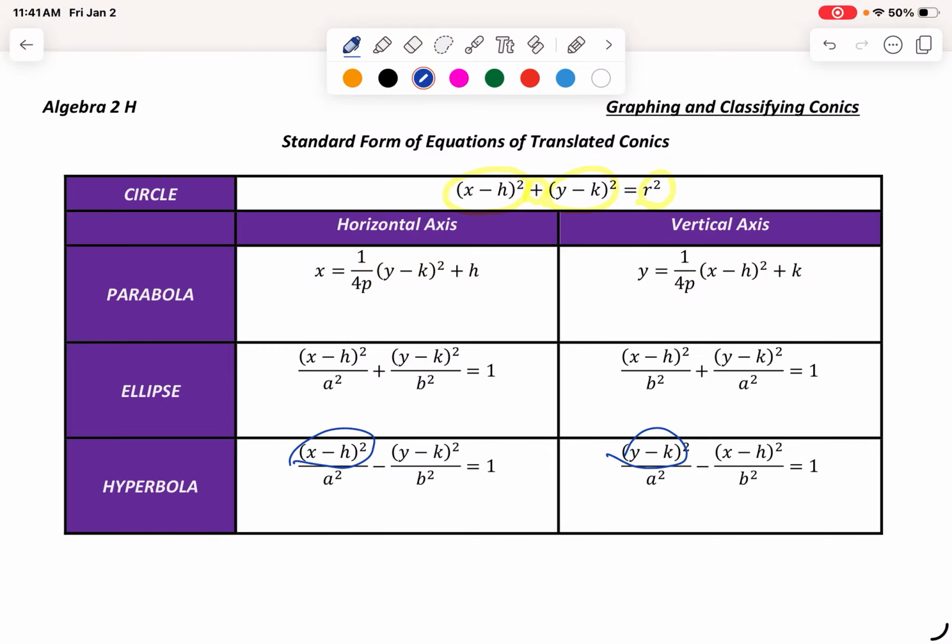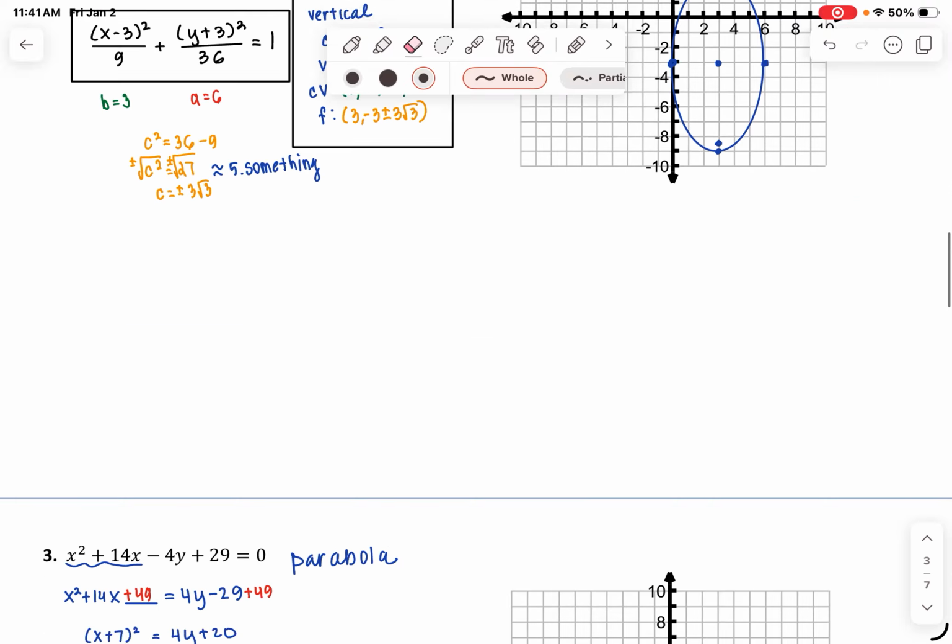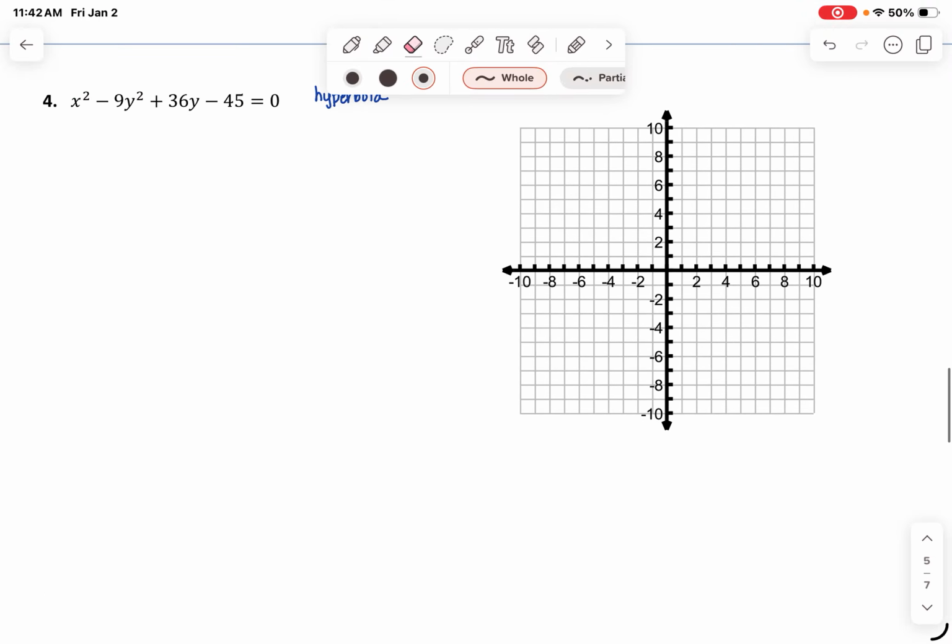If it's an x squared first, then your x squareds are going to go first. If a y squared comes first, then your y squareds are going to go first. Okay? Also remember that you're factoring out a negative at some point, so you just have to be careful about that. Okay, let's go ahead and do it.